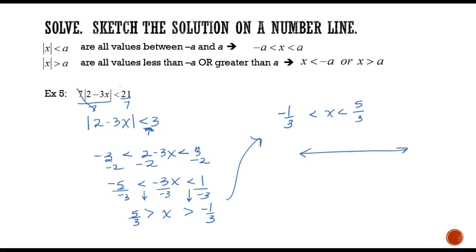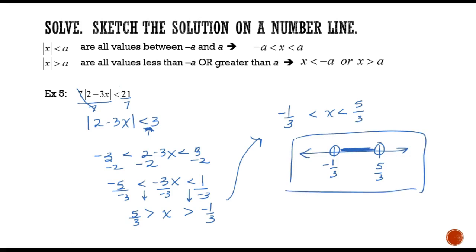Now I can put this on a number line and it makes some sense. Negative 1/3 and positive 5/3. Open circles, and x is between these two values, so I shade in between. And there's my solution. All right? Hope this makes some sense, and we'll talk more about this when we get to class.